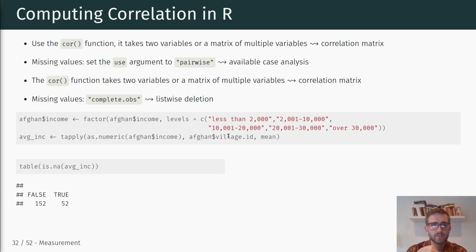And so here this variable has missing values for some villages, because in some villages some of the respondents did not provide income information. So we have missing values here.